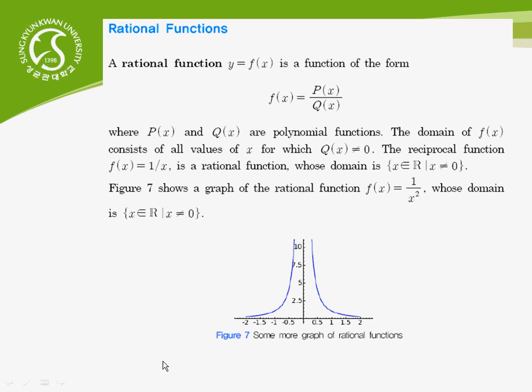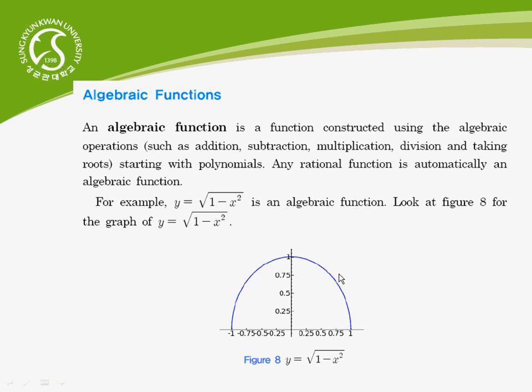And these are rational functions. When the denominator and numerator are both polynomial functions, then we call it a rational function. This is an example of a rational function. And algebraic function. You should know this well. Algebraic. You should understand this meaning.